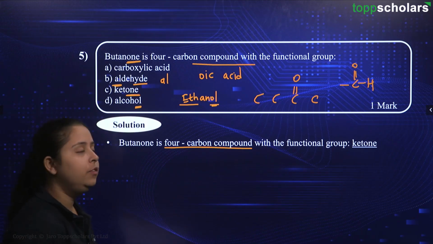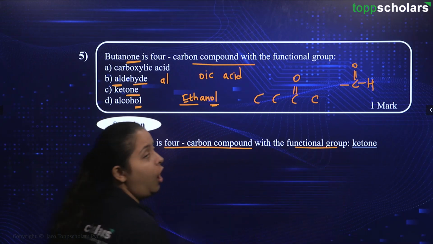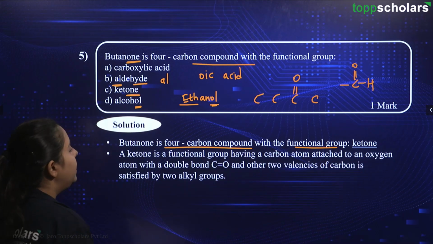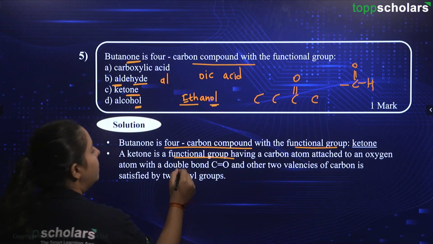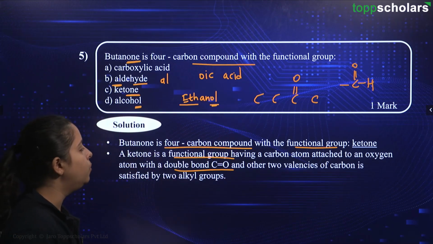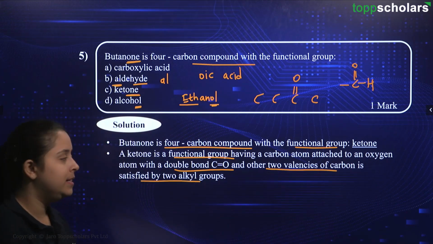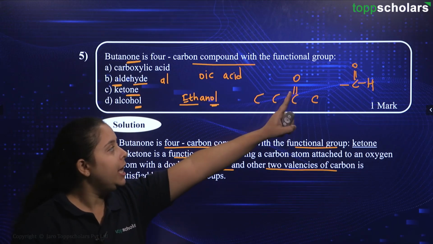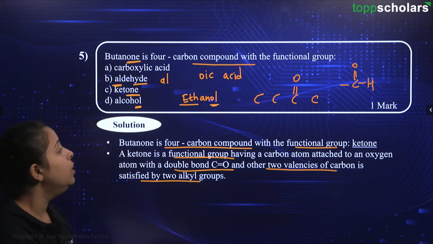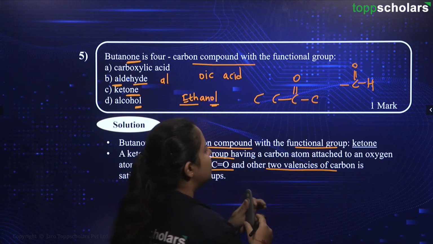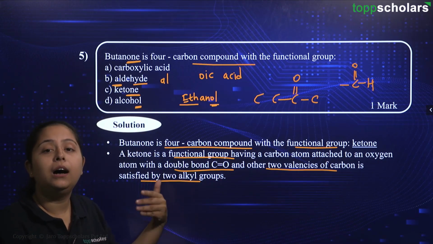So coming back to the solution, it says that butanone is a 4-carbon compound with the functional group of ketone, right. Going ahead, a ketone is a functional group having a carbon atom attached to an oxygen atom with a double bond, as we have just shown you. And the other 2 valencies of carbon are satisfied by 2 alkyl groups. This is very important because, as we said, if any valency is satisfied with hydrogen, it will become another functional group. So the rest of the valencies should be satisfied by alkyl groups for a molecule to be a ketone.